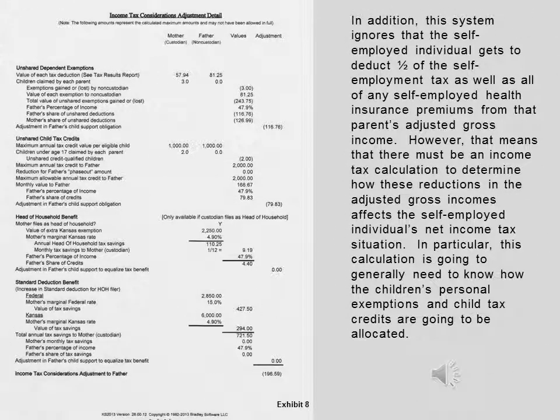In addition, this system ignores that the self-employed individual gets to deduct half of the self-employment tax, as well as all of any self-employed health insurance premiums from that parent's adjusted gross income. However, that means that there must be an income tax calculation to determine how these reductions in the adjusted gross incomes affect the self-employed individual's net income tax situation. In particular, this calculation is going to generally need to know how the children's personal exemptions and child tax credits are going to be allocated.